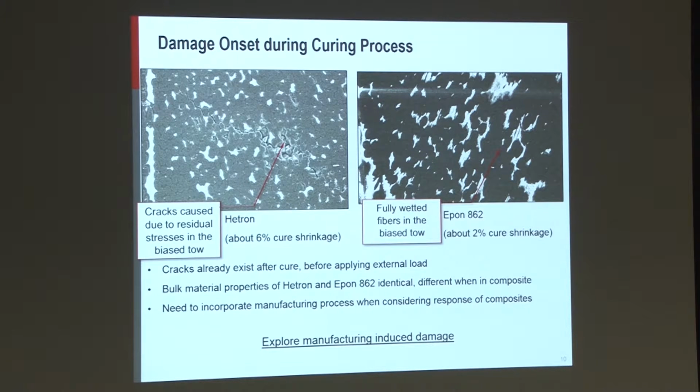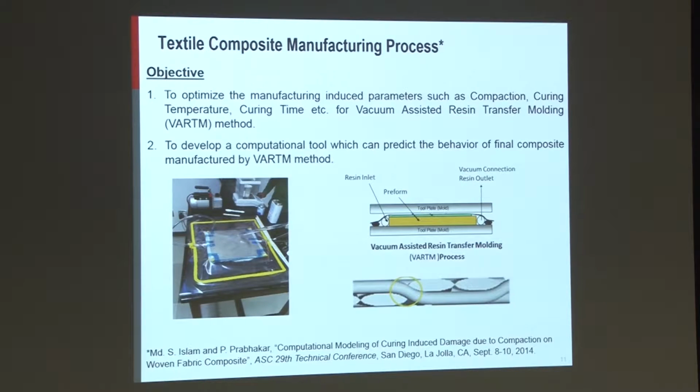It could be the type of resin that's used, it could be the manufacturing steps, the temperature, the pressure that is applied during the manufacturing process. So our goal is to account for, or at least be able to predict, the influence of different manufacturing parameters at different length scales from micro to macro scale.